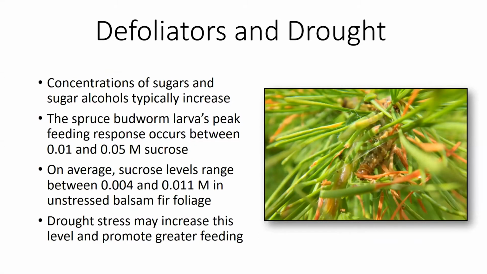So defoliators can be very successful during droughty periods because when we're in droughty times, trees start to produce lots of sugars and sugar alcohols in the needles. And because of this, it actually increases and promotes greater feeding in defoliators. So they respond to this increased level of sugar by basically eating more.